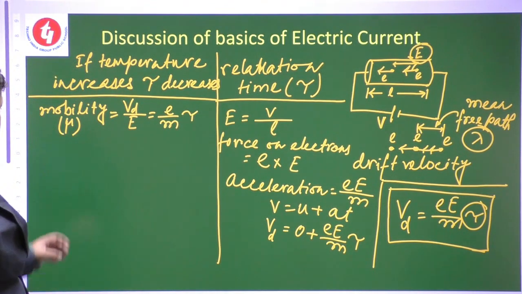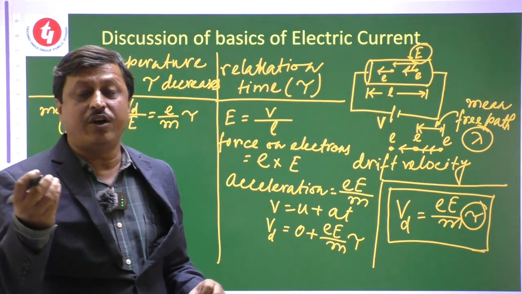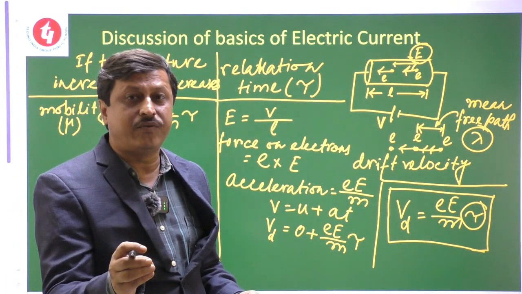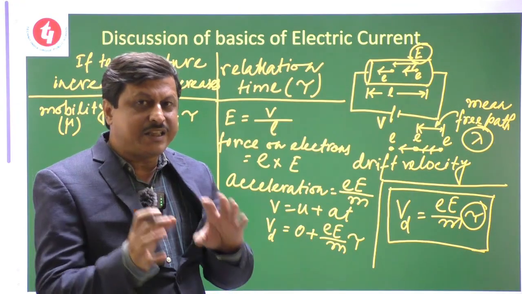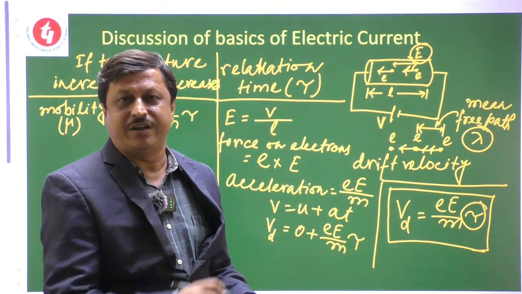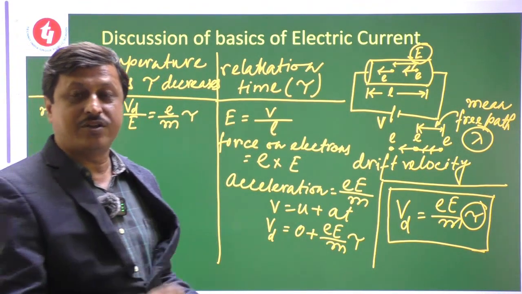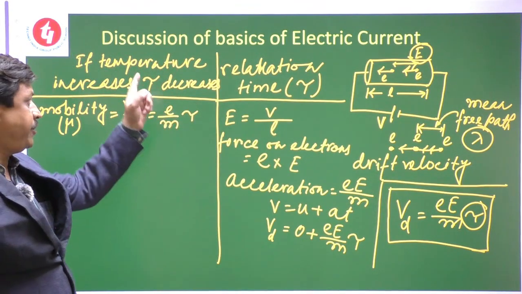Mobility depends on the charged particle. The mobility of an electron differs from the mobility of, say, an alpha particle. For each charged particle, mobility is different. So mobility depends on the charged particle, but also depends on tau, which depends on temperature.